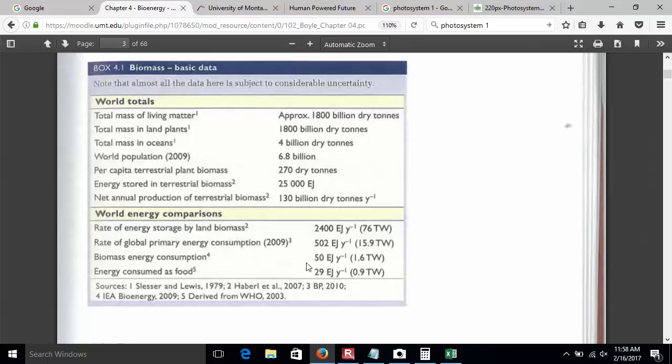And there's your biomass energy consumption. So what that tells us right there is approximately 10% of our primary consumption is from biomass. That's what that means right there. And then as food, again, we've done that calculation a bunch of times. You know, take your 7 billion people, multiply that by 10 megajoules, and that's your energy budget.